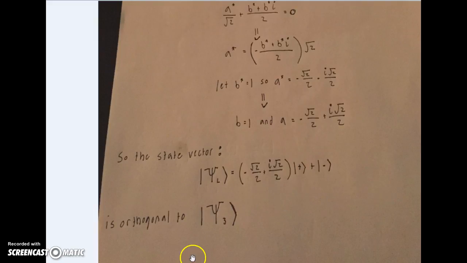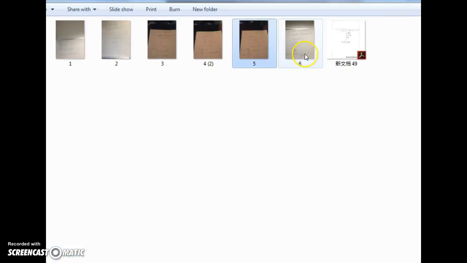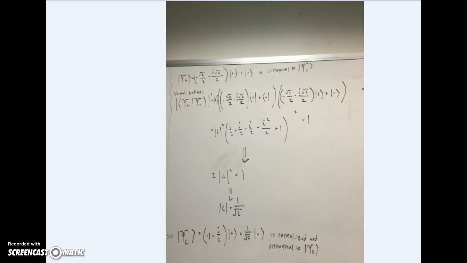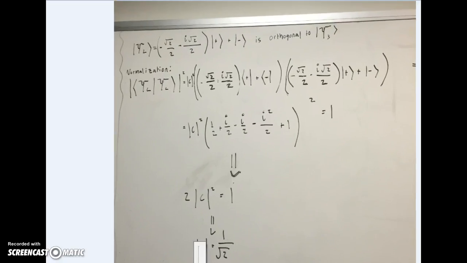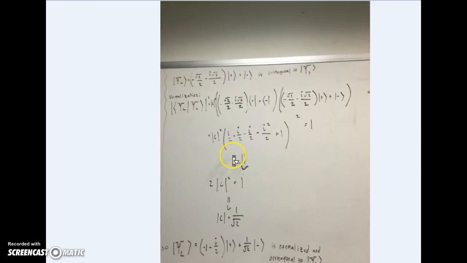So then this is the state vector. This state vector is orthogonal to psi3, but it's not normalized yet, so let's normalize it. We go through the same process again. Oops, I made a little typo. I wrote modulus squared around the inner product, but that's okay. Just go through the same process again, take the inner product with itself, demand that it equals 1, and then solve for what our scaling constant should be, and it turns out to be 1/√2. So then this vector down here is the one that is normalized and orthogonal to psi3.